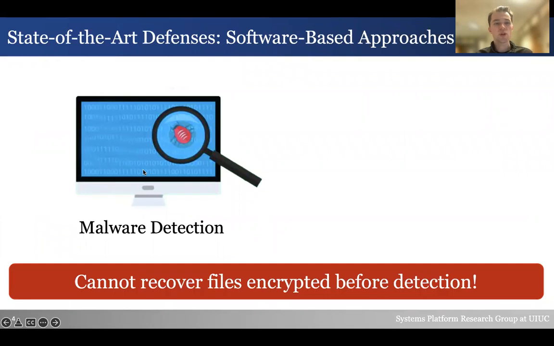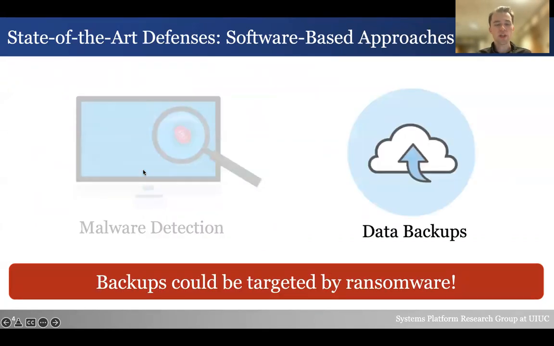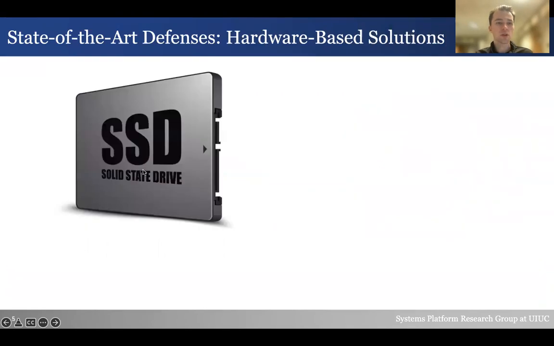To defend against ransomware, software-based approaches have been developed, such as malware detection. However, files encrypted before detection cannot be recovered. One alternative is to use software-based data backups. However, ransomware can obtain OS kernel privileges and terminate or destroy these data backups.